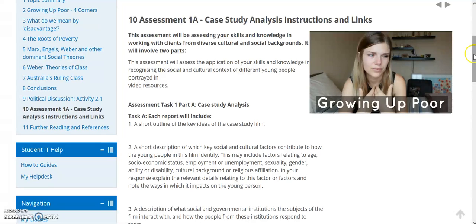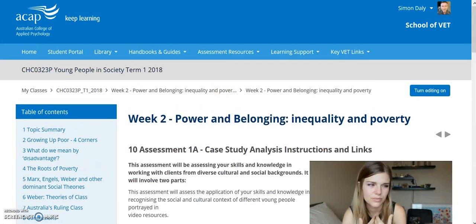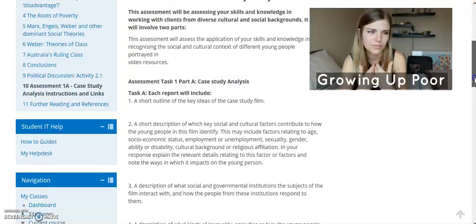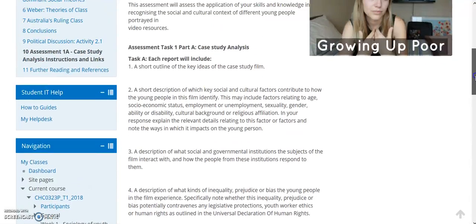We're in week 2, and let's have a look. You can find details of the assessment in the book. And in the book, after we go through all the book learning, we get to page 10, Assessment 1A Case Study. And this will help you because it will give you a link to the video as well as showing you what the questions are. Here's a link to the video. You have to be logged into ACAP to actually be able to view that. But let's go through the questions.